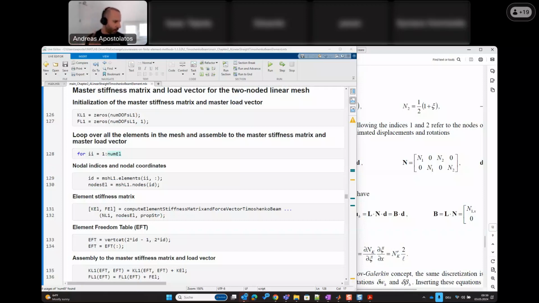But before we answer this question, I want to finish the chat here. Shurav is saying to evaluate primary parameters in whole domain of the beam. I think this is answering the question that I posed before about the element freedom tables. Shurav, also, I'm not 100% sure what you mean by to evaluate primary parameters in whole domain of the beam. Could you please elaborate on that?